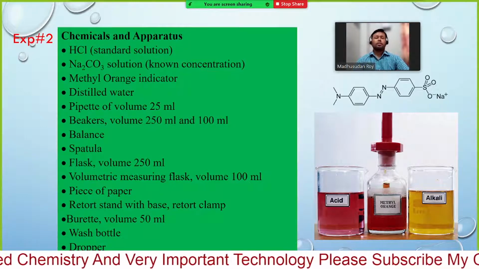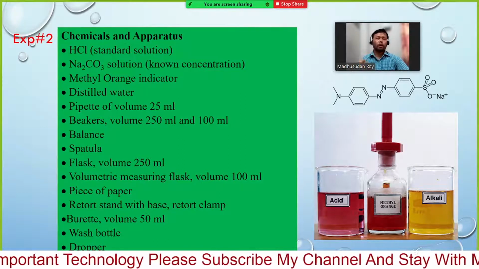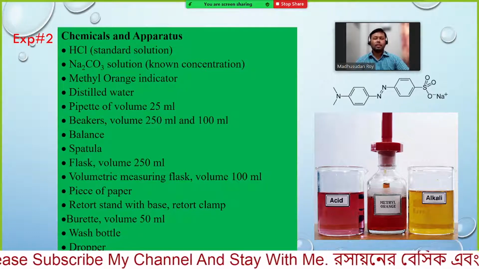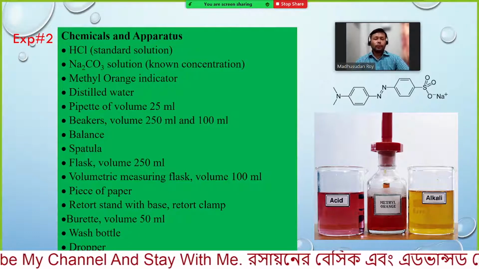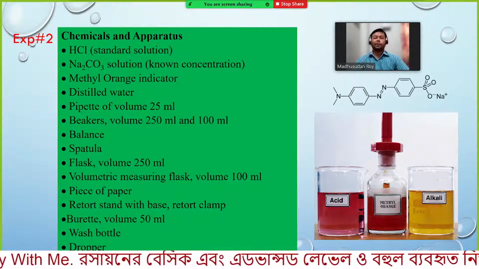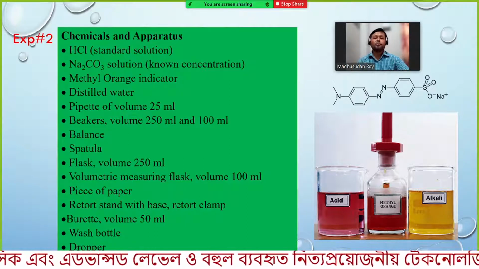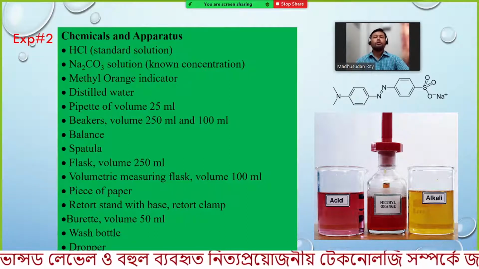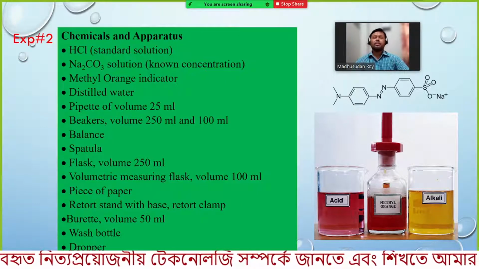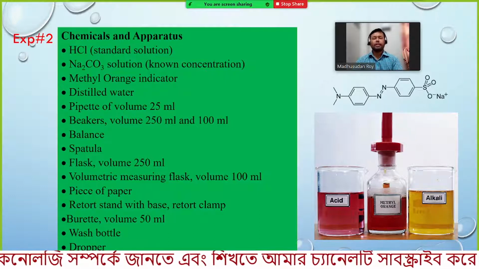A balance, if you want to measure a solute or something solid, in that case you need to use the balance. If you have an analytical grade balance, that is very good. That means you can have 4 digits after the decimal, significant figures up to 4 digits. A spatula, as already mentioned in the last class, is like a spoon to take some solids.